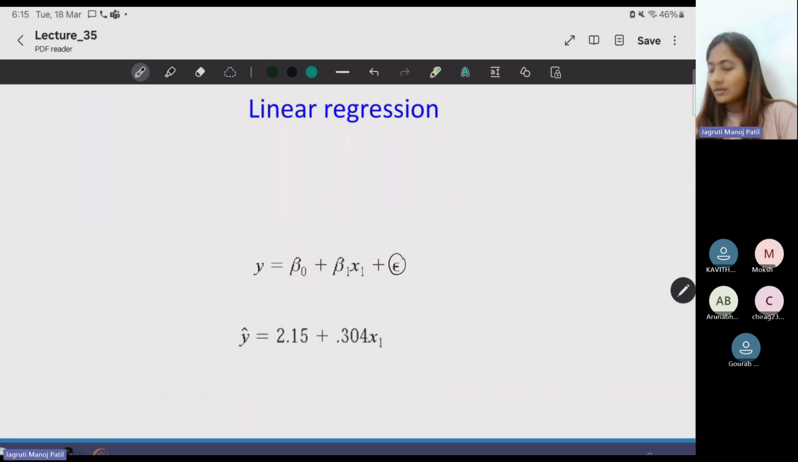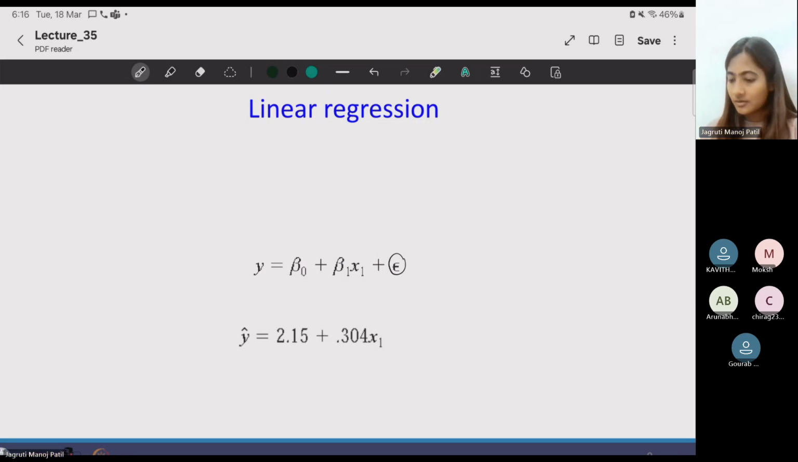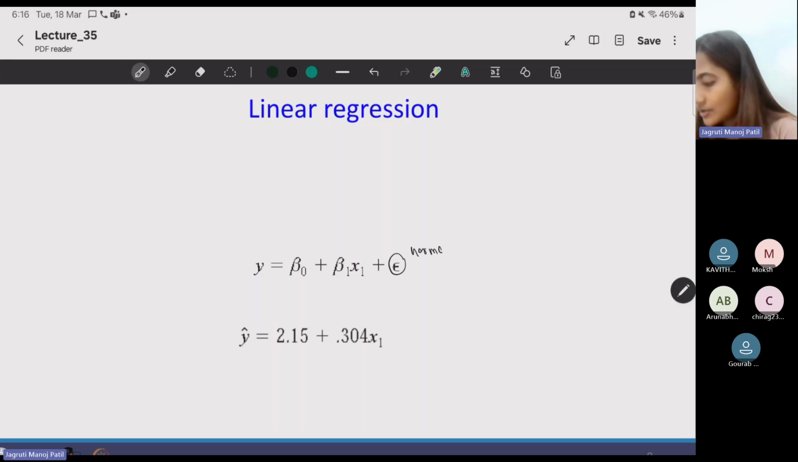Now we don't know this error term yet. What was the other assumption, that the error in linear regression should follow which trend, or should be what? Yeah, so the error in linear regression should be normally distributed. Okay, so this should be normally distributed.